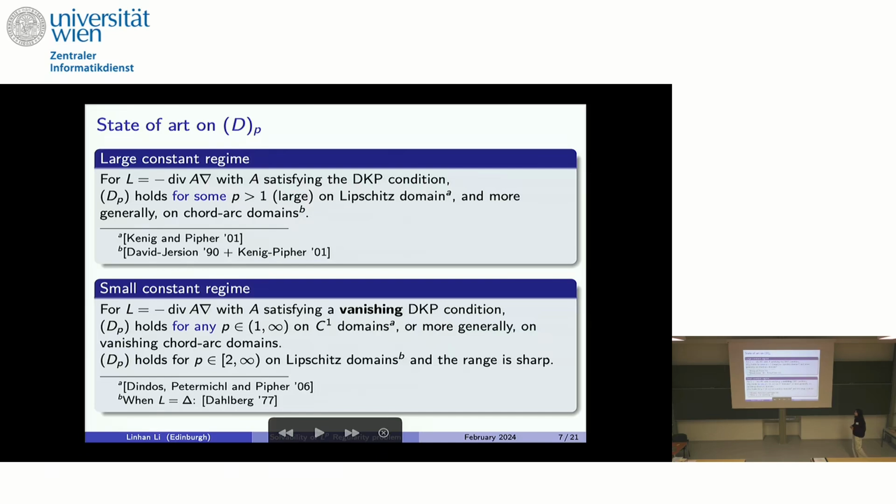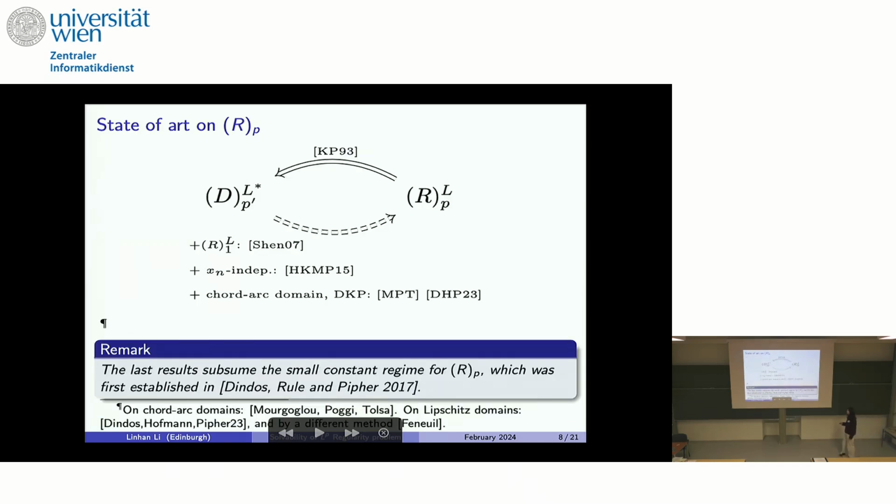For the Laplacian, this result was known quite early, in 1977, by Dahlberg. For A satisfying the vanishing DKP condition, this kind of result is not written down, but I believe it's true. It's just that no one has really written it. And the range is sharp in the sense that for any p smaller than 2, you can cook up a Lipschitz domain on which the L^p Dirichlet problem for that p is not solvable. Okay, so what do we know about the L^p regularity problem?